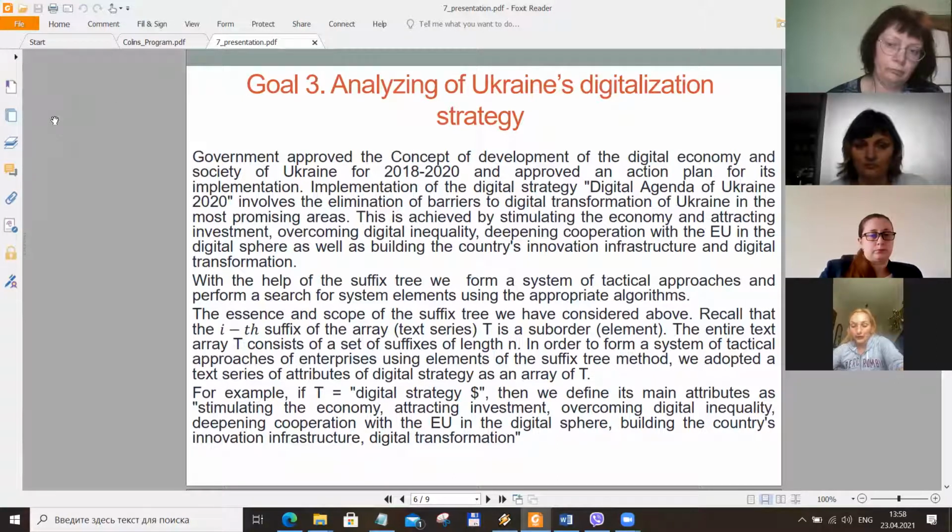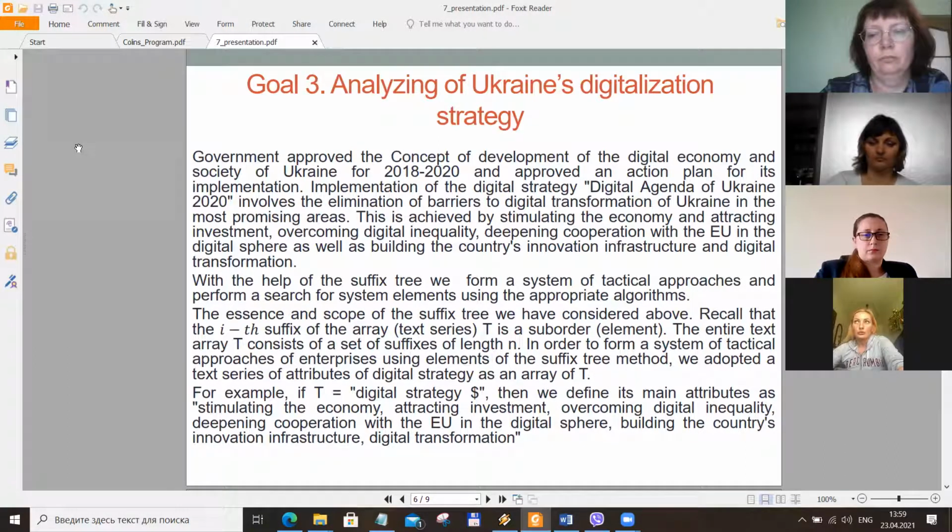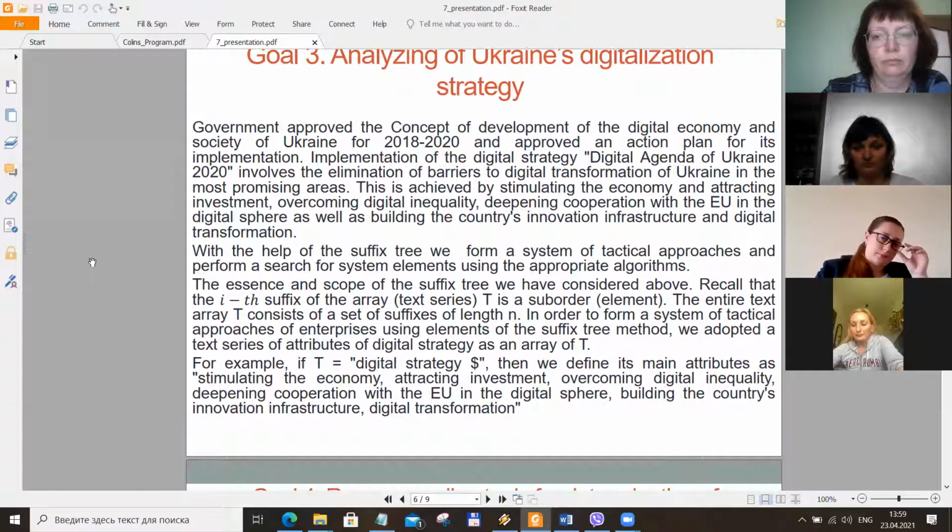To build the suffix tree, we need to find out the attributes of the digital strategy of Ukraine. So we set: stimulating of the economy, attracting of investment, overcoming digital inequality, deepening of cooperation with the European Union in the digital sphere, and building the country's innovation infrastructure and digital transformation. So it means that T equals digital strategy, and the digital strategy contains the following attributes. Each of them can be the tactical approach to use the strategy, to do some action.